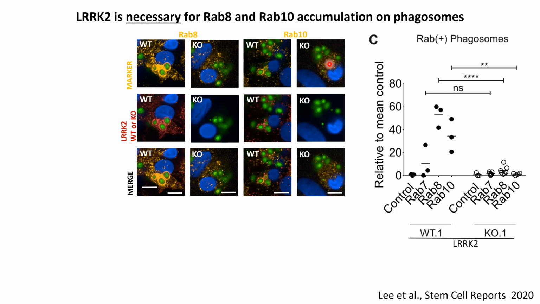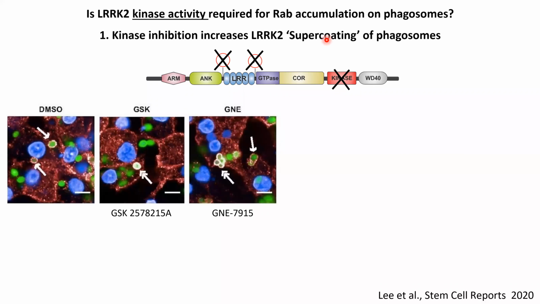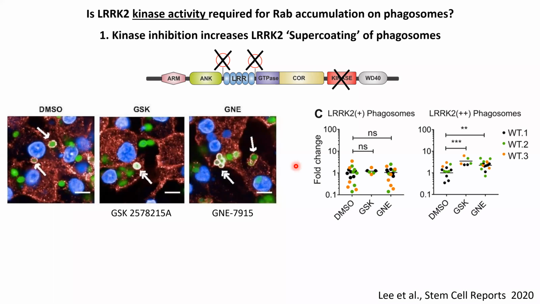So then we wanted to know whether kinase activity of LRRK2 is responsible or required for RAB accumulation on the phagosomes. And there are very good LRRK2 kinase inhibitors. We used a couple, GSK and GNE. And the first thing that we noticed was that when you applied these inhibitors, LRRK2 actually even increases on the phagosomes. So we get what we called supercoated phagosomes. And here is the quantification of it.